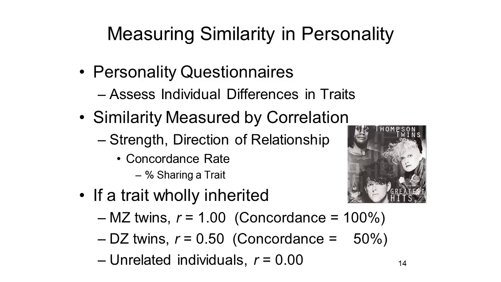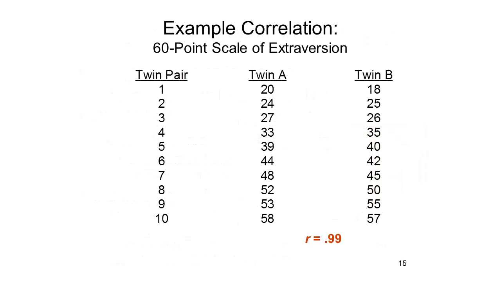If some characteristic is wholly inherited, we'd expect to see a concordance rate of 100% for monozygotic twins. Because they're genetically identical, if one twin has the trait, the other one must have it too. And we'd expect to see a concordance rate of about 50% for dizygotic twins, and a concordance rate of 0 for unrelated individuals. Again, to the extent that a trait is inherited, we expect that monozygotic identical twins will be more similar to each other than dizygotic fraternal twins, regardless of whether similarity is measured by the correlation coefficient or the concordance rate. Here's a quick fictional example.